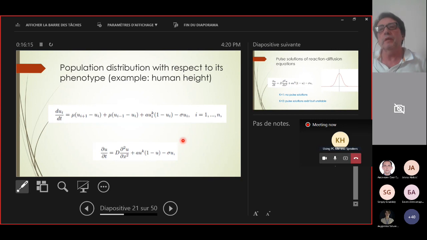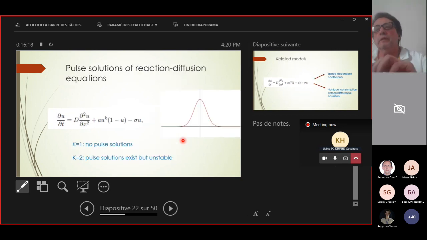So we have this reaction diffusion equation. So let us see whether this equation can give a solution like that, because we are looking for such kind of distributions. We say that for us, a biological species is a distribution like that, which should exist and which should be stable. So let us see whether such an equation can have such solutions.